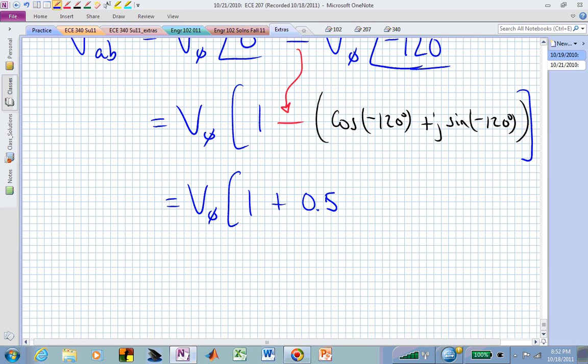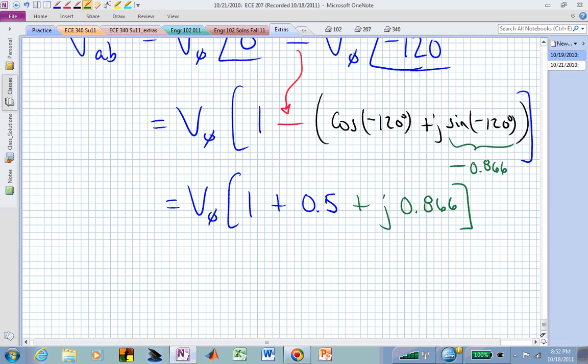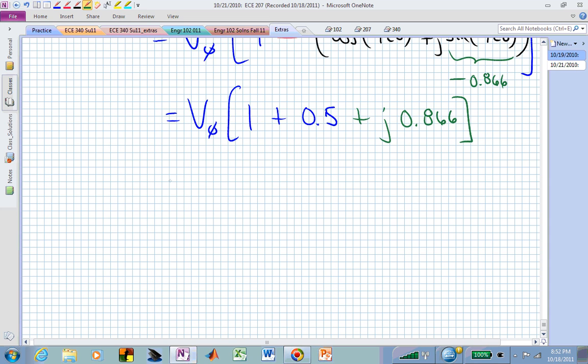But we also have this minus sign to contend with. This particular piece gives us a minus 0.866 for the sine of minus 120. We have a minus, where we now have a plus j 0.866 for the imaginary part of this combination of numbers. Or we now have v sub phi is 1.5 plus j 0.866.